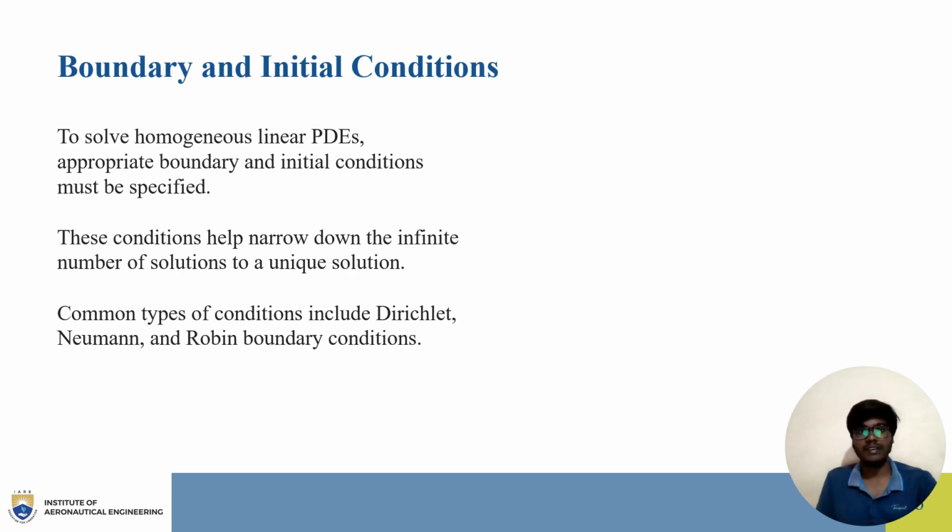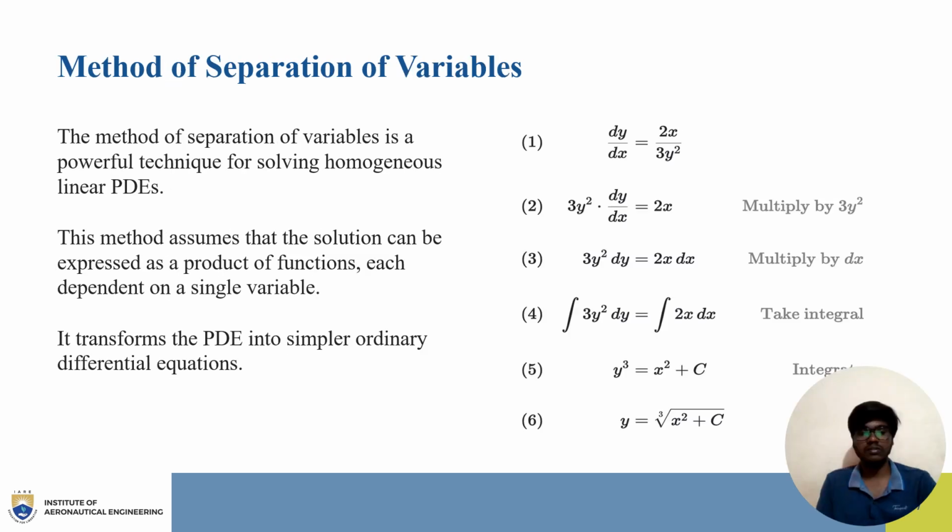And boundary and initial conditions. Here, to solve homogeneous linear partial differential equation, appropriate boundary and initial conditions must be specified. These conditions help narrow down the infinite number of solutions to a unique solution. Common types of conditions include Dirichlet, Neumann, and Robin boundary conditions.